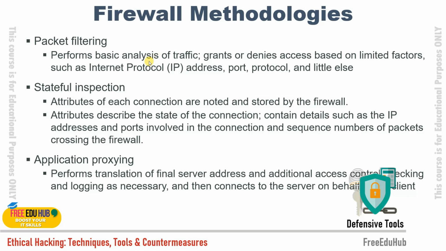Now, stateful inspection means the attributes of each connection are noted and stored by the firewall. Attributes are described in the state of a connection, containing such things as the IP address, the ports involved, the connection, and the sequence number of the packets which are crossing the firewall. Then we have application proxying, which performs translation of the final server address and, if necessary, additional access control checking and logging, and then connects to the server on behalf of the client, so it acts as a proxy server in between as well.